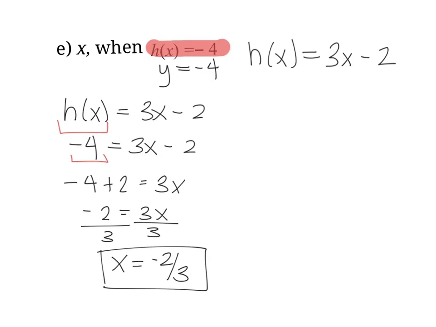So therefore, when y, or the value of the function, is negative 4, our input, x, is negative 2 over 3. So therefore, we have the point on this function. There must be a point, negative 2 over 3, negative 4, that exists on the function.